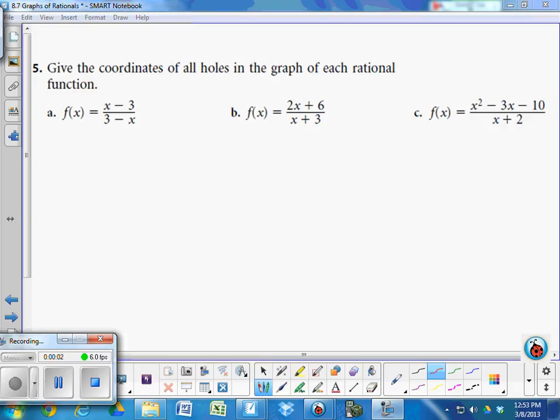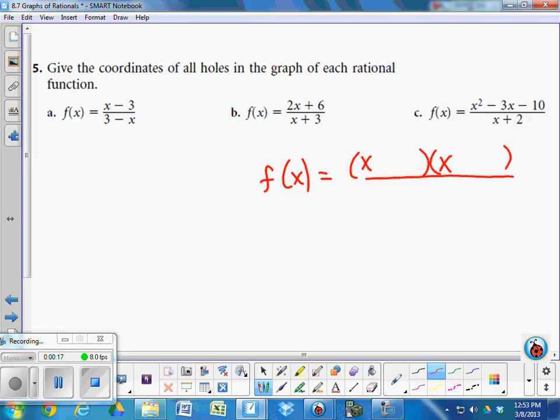All right, in 5C, you want to find the holes of the function. To find the holes of the function, you want to make sure that the top and bottom are completely factored. Is the top factored? No. We need to factor the top, and since it's one of those little x squareds, it's just x times x.